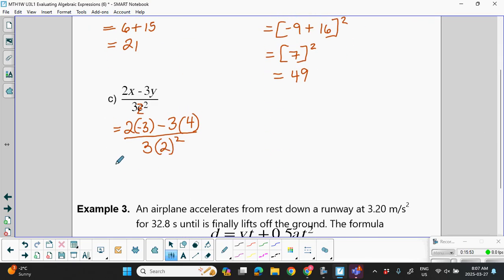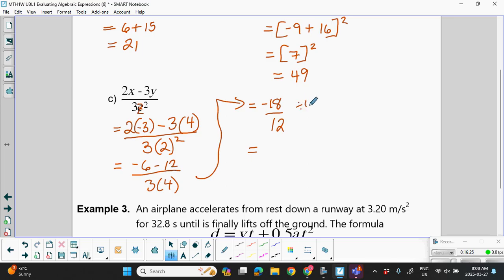Okay, so remember I have to follow order of operations. So I have negative 6 minus 12 on the top, and on the bottom I have 3 times 2 squared, which is 4. Finish doing the top, so I end up with that equaling negative 18 over 12. Now this is not a whole number. Remember, mathematicians don't like pulling out their calculator a whole lot, so we just simplify it. The largest number that goes into both 18 and 12 is 6, so I'm going to divide the top and the bottom by 6, and I end up with negative 3 over 2, or negative 1.5.